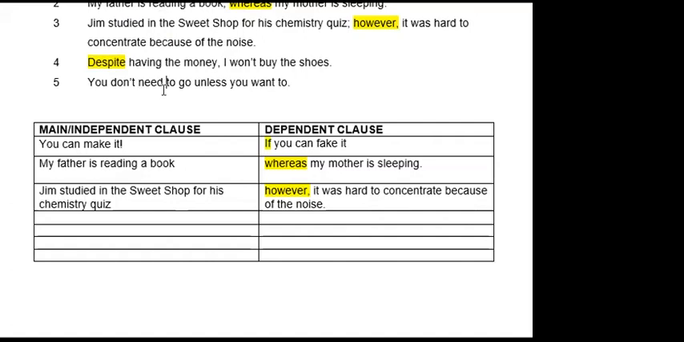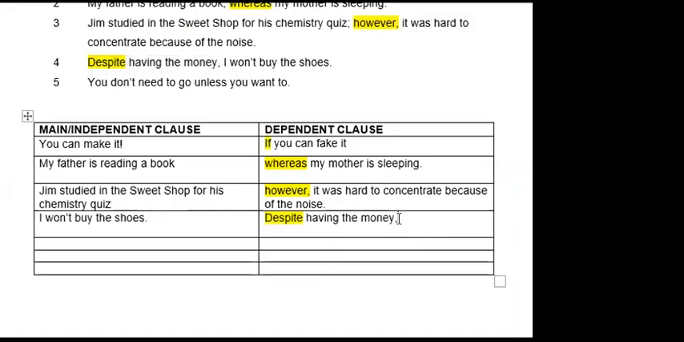Good, Chloe. So guys, tell me, what is the independent clause? Which part of the sentence can stand on its own and doesn't need the other part of the sentence to just be alone? Good, Marcus. Excellent. So the independent clause here, guys, is "I won't buy the shoes," right? Because that sentence can stand on its own. But this part of the sentence, "despite having the money," cannot stand on its own because something else comes after that, right? Despite having the money, what about that?